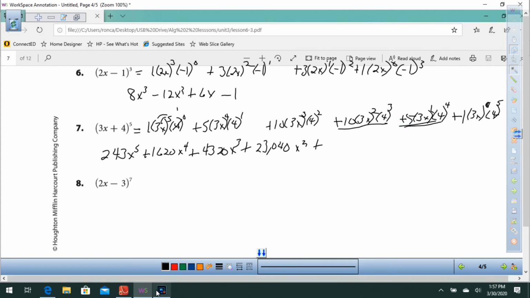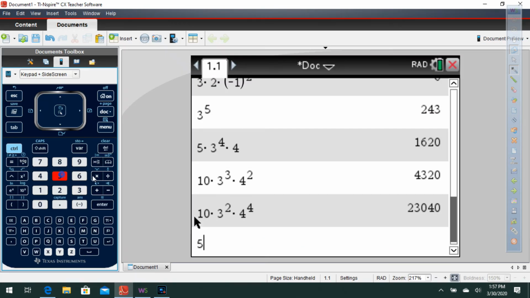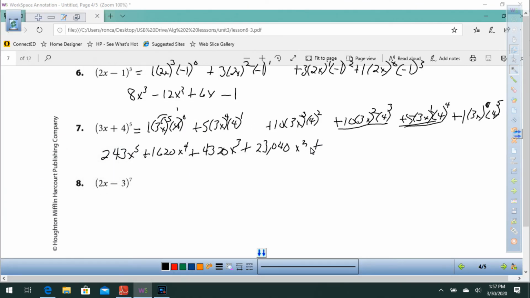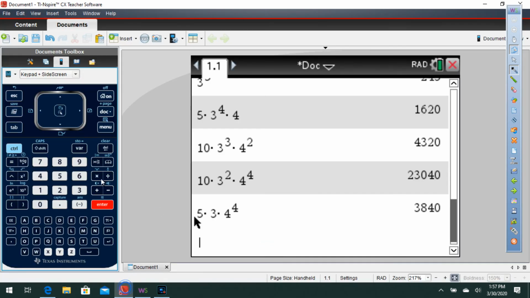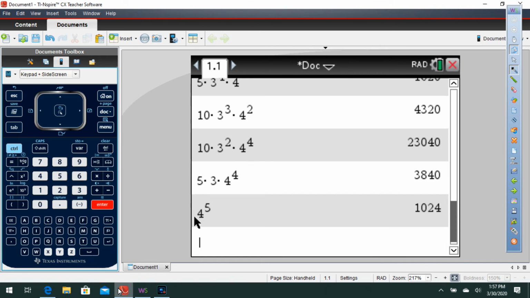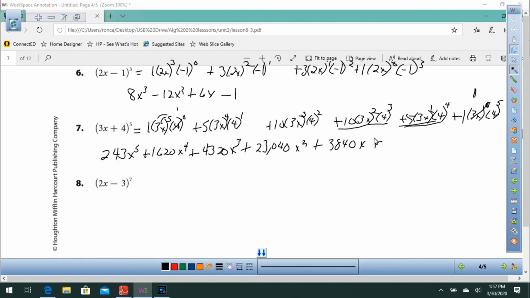5 times 3 times 4 to the fourth. 3840. 3840 x plus, now this is 3x to the 0 power, so that's going to be 1. We just have 4 to the 4th power. 4 to the 5th power. 1024 plus 1024. Okay? Not bad. Not bad at all.